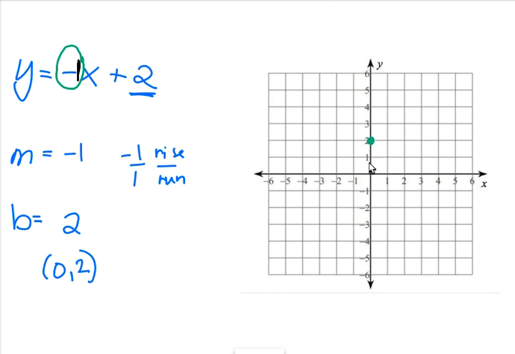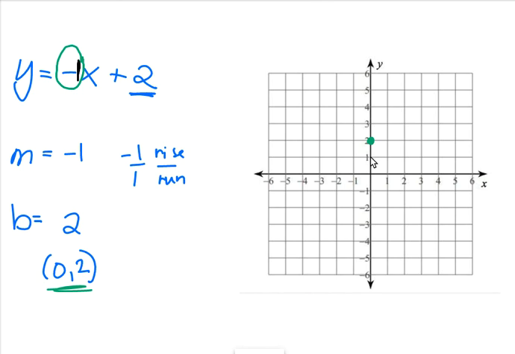Now, if I look at the ordered pair of this, do you see how the ordered pair would be (0, 2)? That's where this comes in. Either way of writing this is acceptable. So my y-intercept is 2. Now the m, or my slope, is how I move. My rise is negative 1. My run is 1.